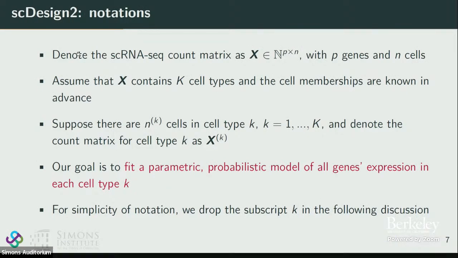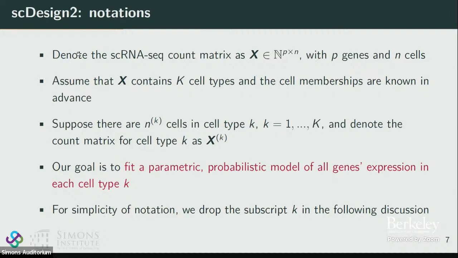So we would denote the gene count matrix as a P by N matrix. Here, the rows are features, P genes. The columns are the observations, the cells. We would assume that the cells are already divided into K cell types, and so we know which cell belongs to which cell type. So this is considered as prior information in the simulator.